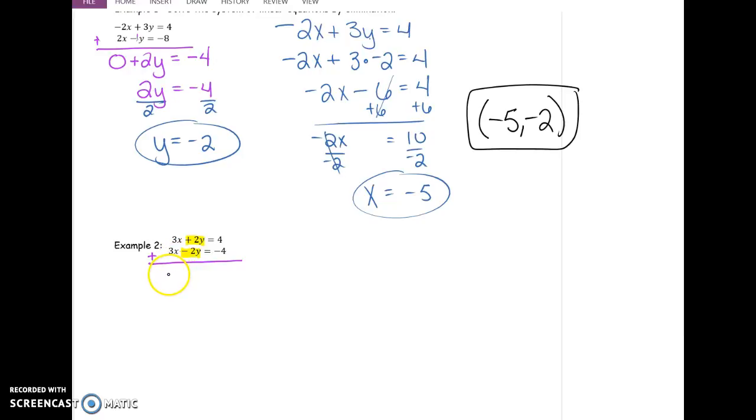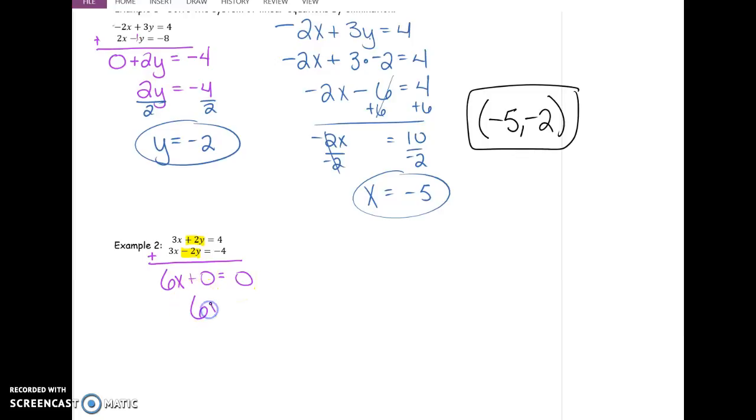3x plus 3x is 6x. 2y plus a negative 2y is 0. And 4 plus a negative 4 is 0. Now I chose this example for two reasons. First, because I wanted you to see what happens when the y's eliminate, because in example 1 our x's eliminated and now our y's eliminate. And it doesn't matter which one you start with. The other reason I chose this example is we end up with equals 0, and I want you to see that that's not necessarily a bad thing.